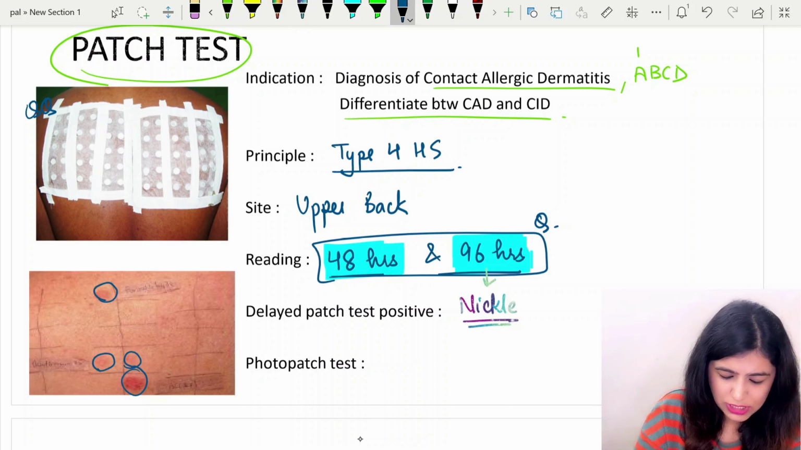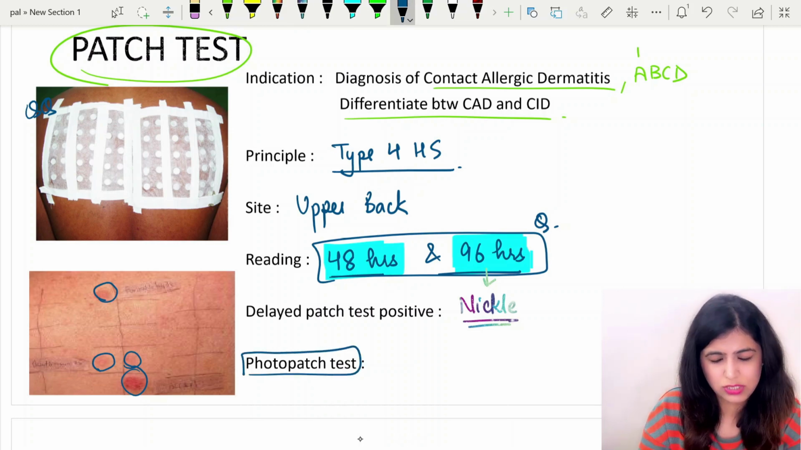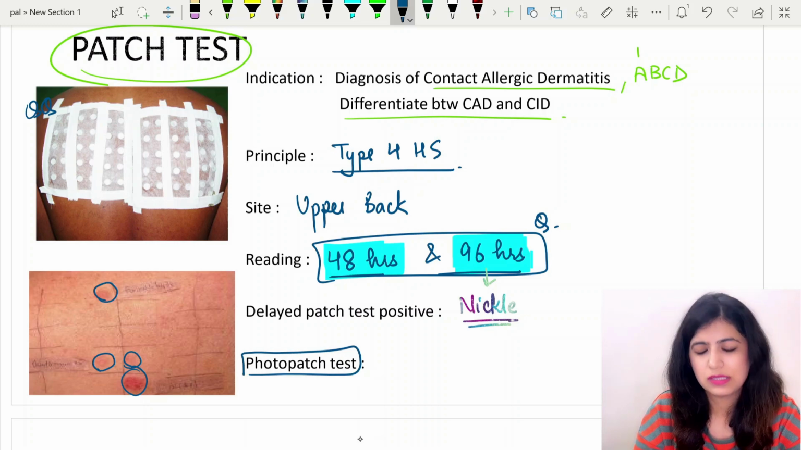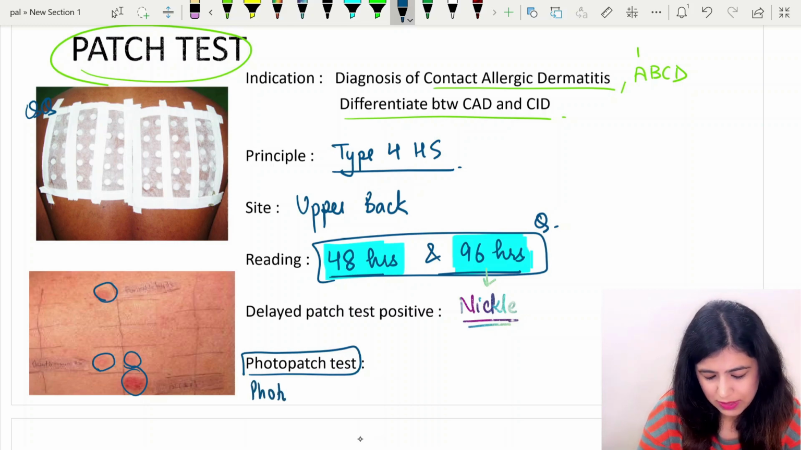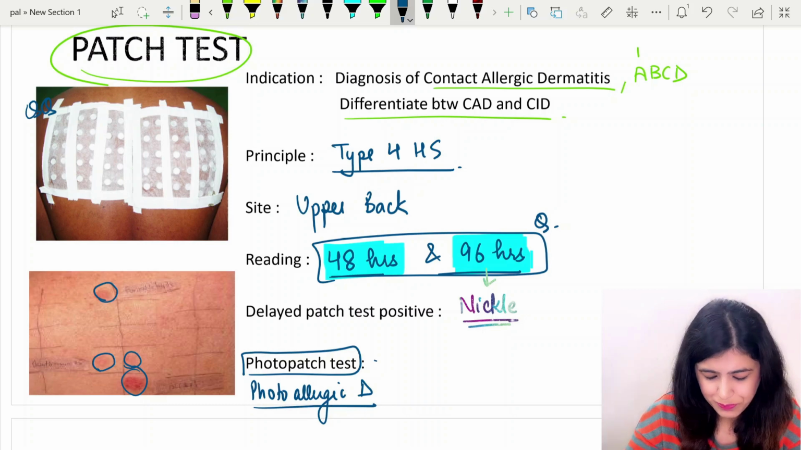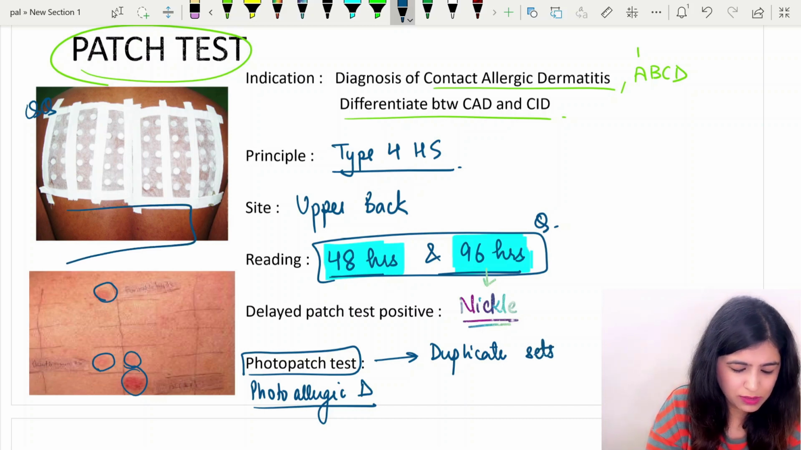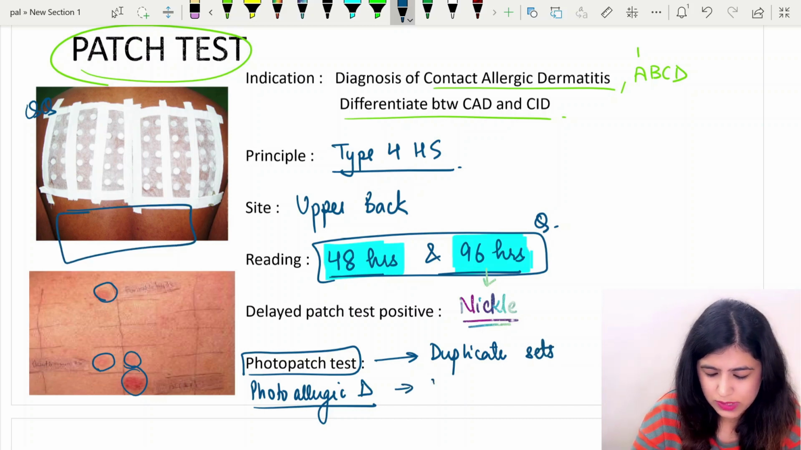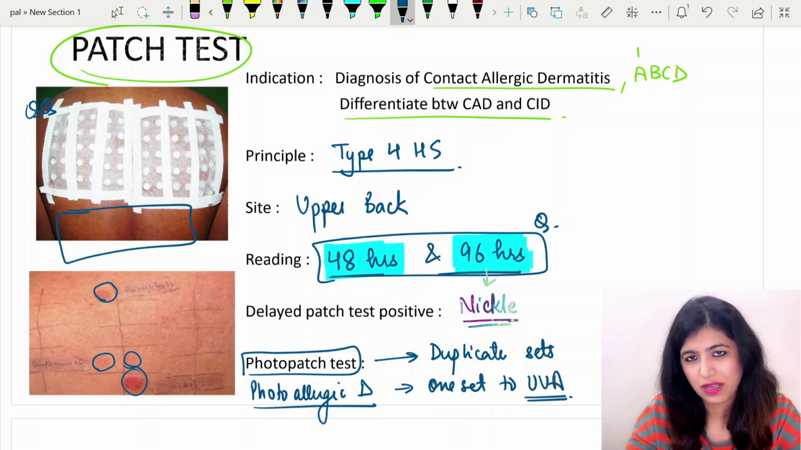Then there is a modification of this test which is called the photopatch test. It is used to see if a patient also has photoallergic dermatitis. So we are not just seeing contact allergic, we are seeing photoallergic dermatitis if there is a role of sun. In this case, we put patch test in duplicate sets. So one set here, one set here. Then you expose one set to UVA light and then you take the reading after 2 days.